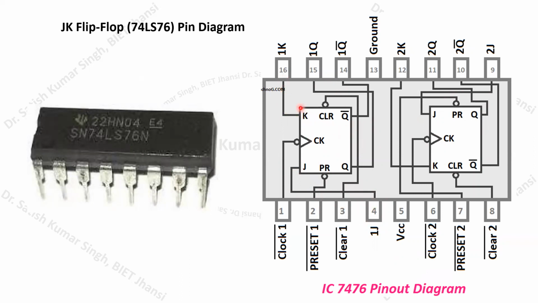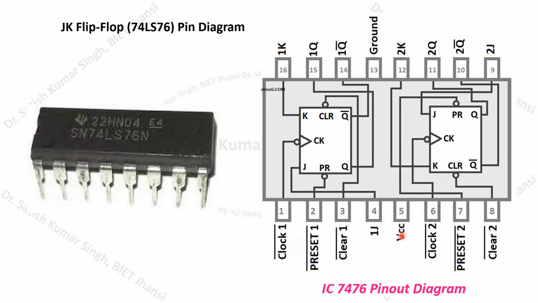Similarly, you can see all these outputs. You have to remember this, and follow this internal pin diagram properly, otherwise you won't be able to get the output. One important point to remember about this 74LS76 JK flip-flop IC is that the ground is actually pin number 13, and your VCC is connected to pin number 5. That we have to remember.